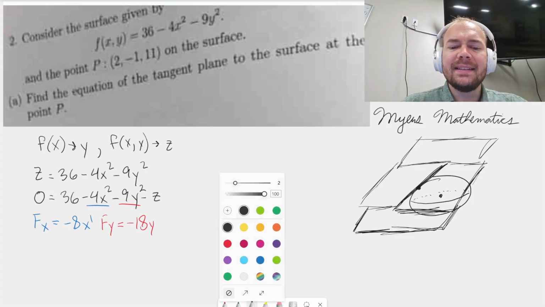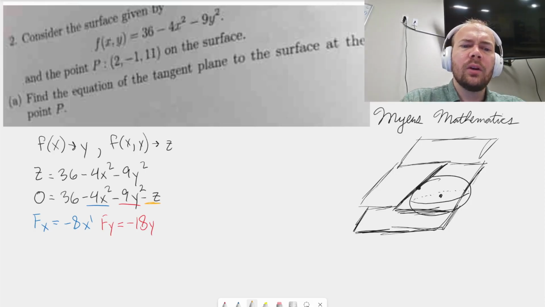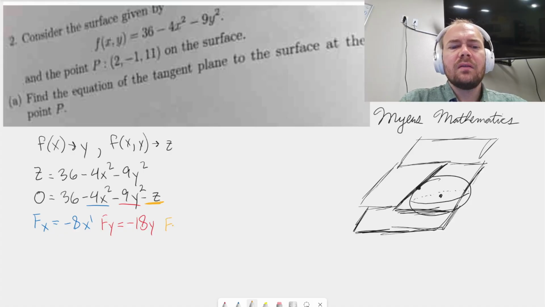And then for the z, I think I'll use a light orange. Yellow's kind of hard to see. So then for the z, the partial derivative with respect to z, same thing. 36 still goes to 0. X and y are now not variables, we decided. And then the derivative of negative 1z.